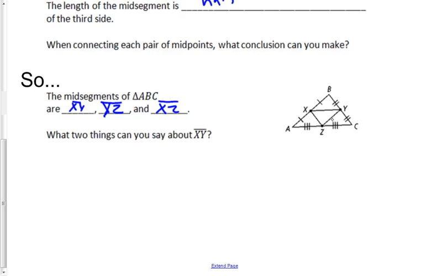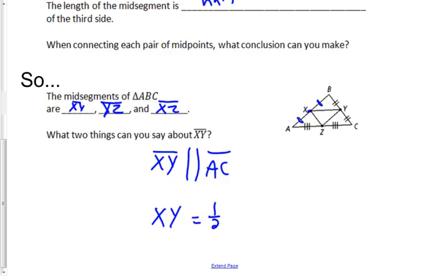We know that they're mid-segments because, like if you look at X, these two sides are congruent, so that would be the midpoint, and all three of them have midpoints. So what two things can you say about XY? Well, we can say XY is parallel to AC, so that third side. And then we can also say that the length of XY is going to be half of AC. So in other words, this is going to be the same length as one of these. Right? You can kind of tell the picture looks like it.